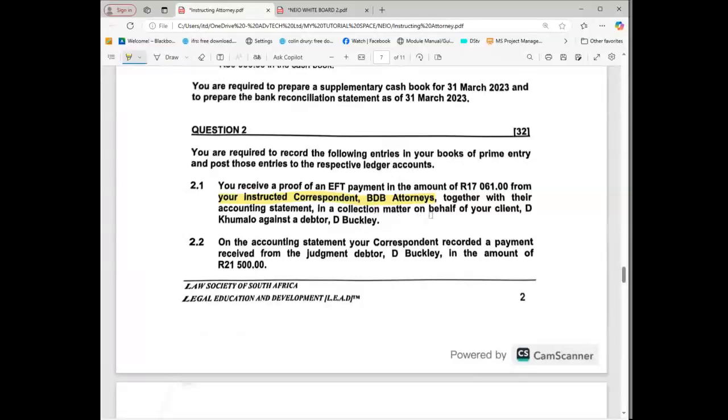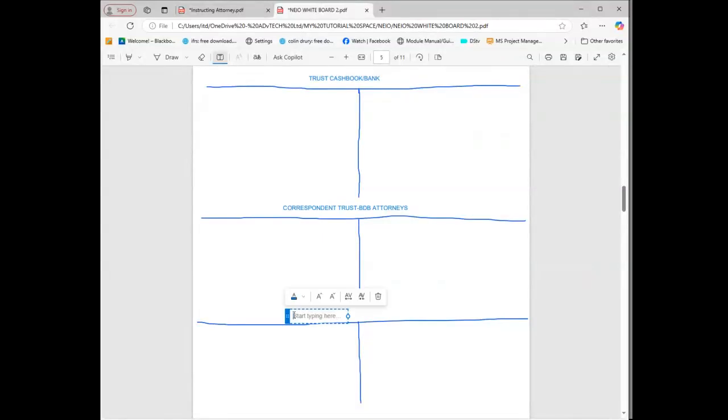Together with the accounting statement in collection of the matter on behalf of your client. Our real client here is D Kumalo. We need to be careful because this one is the person from whom we went to collect, Barclay. So Barclay is where we collected the money from. But the client who was represented, the real client to the instructing attorney, is D Kumalo. Then I can go there and now have D Kumalo. So D Kumalo is our client, and then we're collecting money from Barclay. Yes, I understand. Again, I wrote D Kumalo Trust. I think by now you know if I put trust, it means this money belongs to the client. Are you with me? Yes.